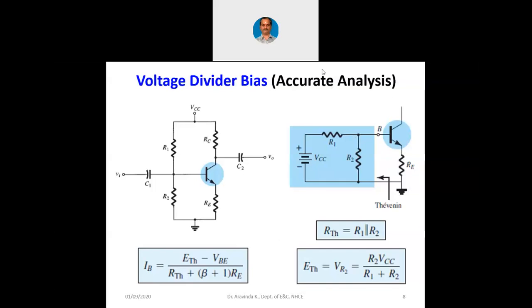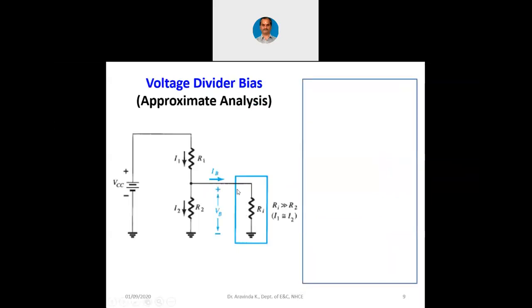So, in the accurate analysis, we are actually calculating IB. After that, we can calculate IC, we can calculate VCE, and we can arrive at the Q-point. That is accurate. Whereas in approximate analysis, we are going to ignore IB. When we ignore IB, our life becomes simpler here. But later on, I am going to tell you, it is not going to be so easy. There are some conditions that I will discuss later on.